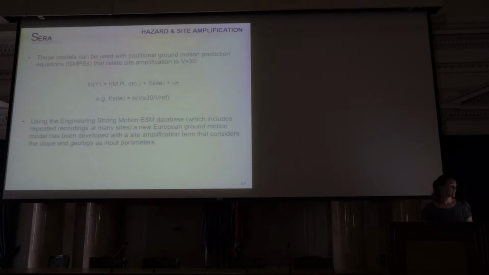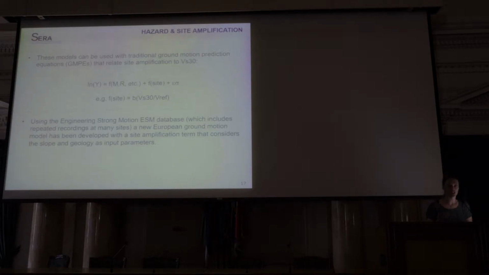But what we're doing within SERA is to try and replace this part of the ground motion model, this site model, not with VS30, but to put directly in the slope and the geology, and to use those terms as input into our ground motion model. This has been possible thanks to a database called the Engineering Strong Motion Database. It's a database of recordings at many sites across Europe. Many of those sites have repeated recordings, and so a new European ground motion model is being developed for Europe using the data from this database.